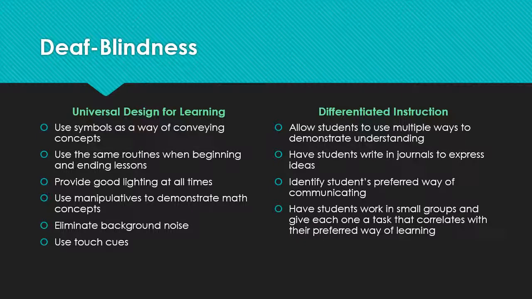So some of my favorite ways to apply universal design for learning to deaf blindness is keeping the lighting good, which is something I think people may not consider, and then also using touch cues, which I think is good for not just deaf blindness, but other disabilities. But just remembering to engage all your senses if possible. Another, in differentiated instruction, is have your students write in journals to get across their ideas, and then just ask your student how they prefer to communicate.